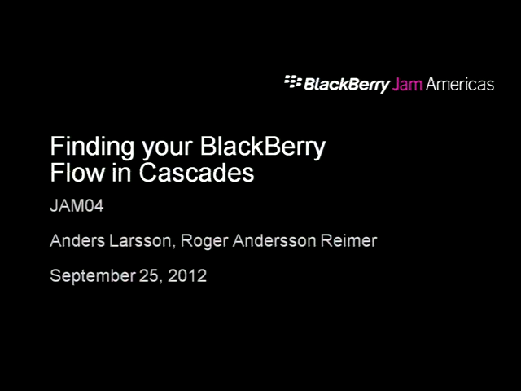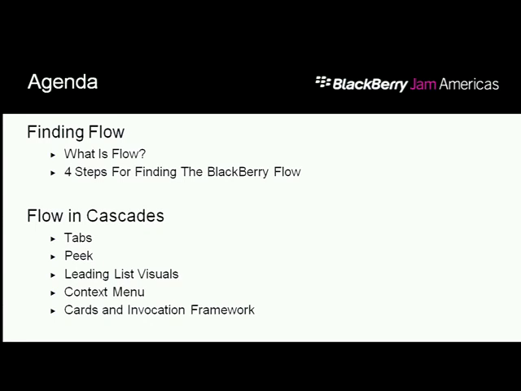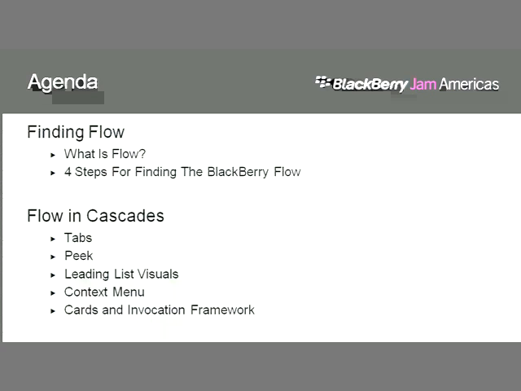I can actually cover the first. So just the quick agenda here again. Roger is going to talk about what is flow and the four steps you can use to achieve flow in your application. So very design oriented. And my part is going to cover a few Cascades features related to flow. The tabs, peek, leading list visuals. I think I'm going to skip context menu. Roger is going to cover that, and finally cards and the invocation framework.